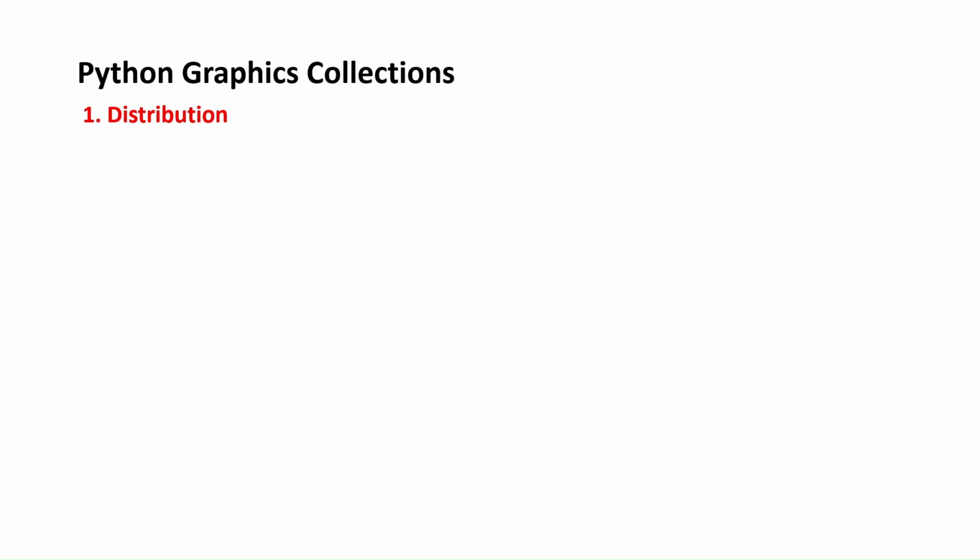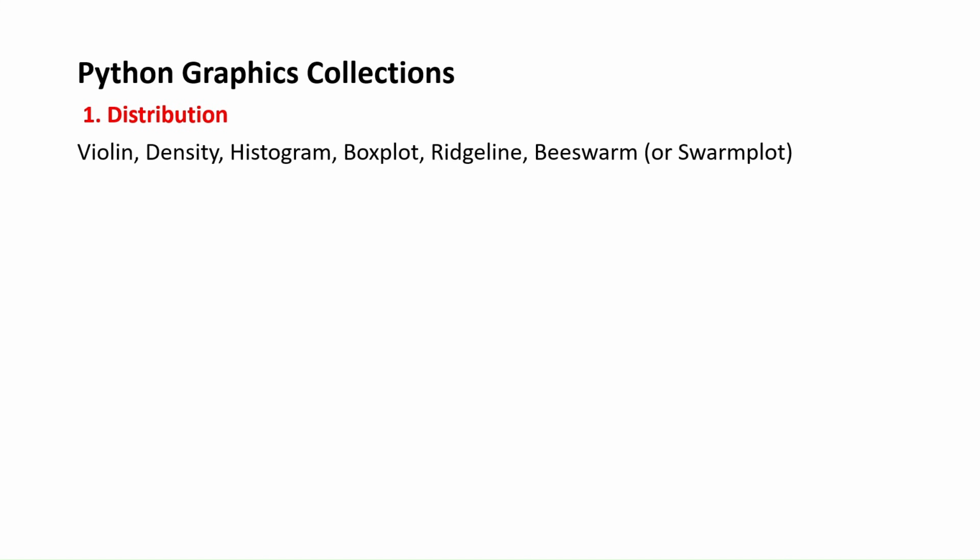1. Distribution. So those which are related to distribution, there are many, but I'll just cover the most common ones. There are 8 collections, and each collection is like a class or a group of Python graphics. Distribution is one of the collections, and it has specific ones like the violin, which can be used as a violin statistical or violin musical plot.